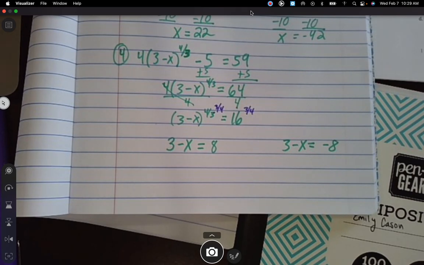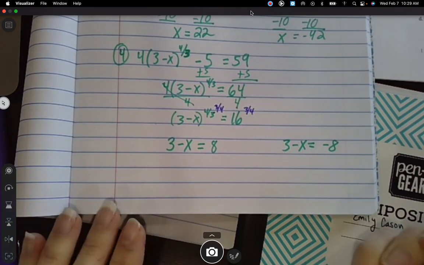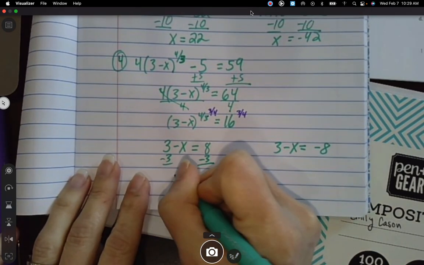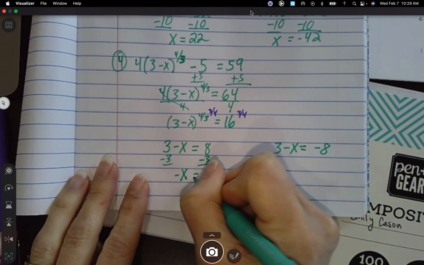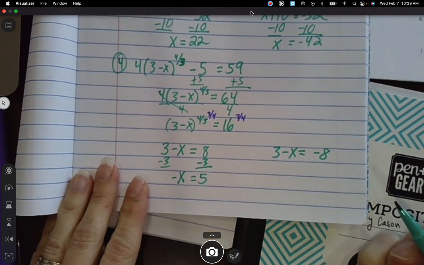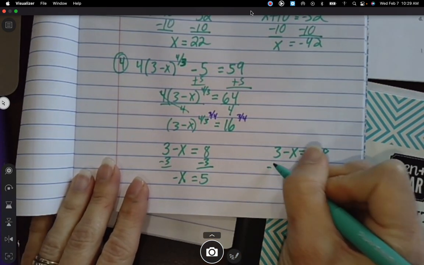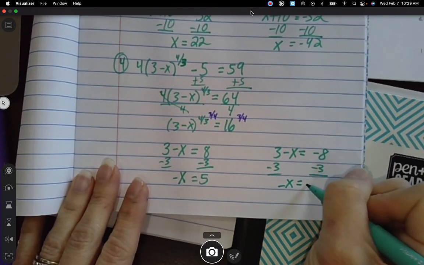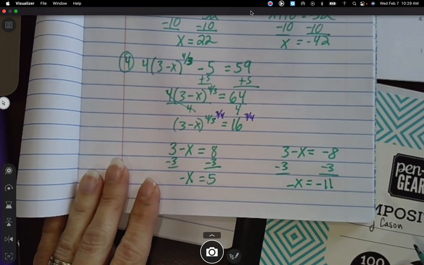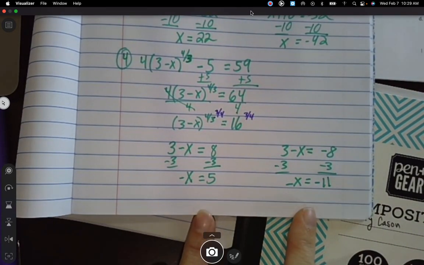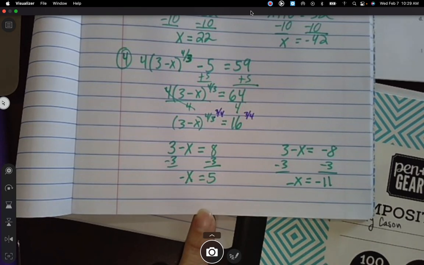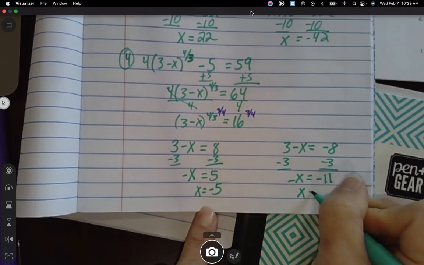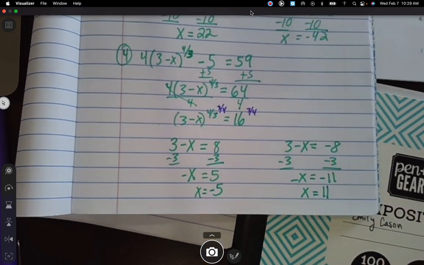Okay, so then to finish it, I need to solve for x. So I subtract 3. And be careful here. Negative x equals 5. I'm going to have to fix that. I subtract 3. Negative x equals negative 11. I'm going to have to fix that. Does everybody see why I have to fix it? They both have a negative x. So it's x equals, change those both, positive 11.